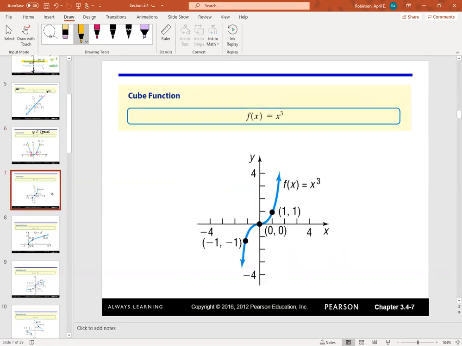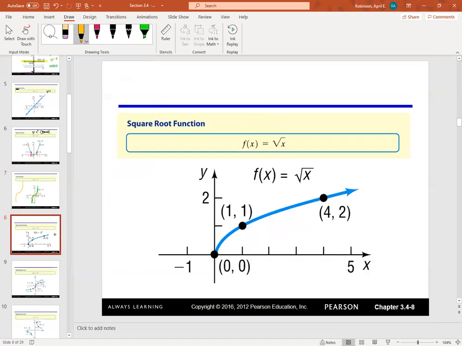Moving on, this is the cube function. This is y equals x cubed, and it has an S kind of a shape to it. It goes through the origin, and it also has the specific points of negative 1, negative 1, 0, 0, and 1, 1. Those are very specific points to that function. But it's got that kind of an S-y shape to it.